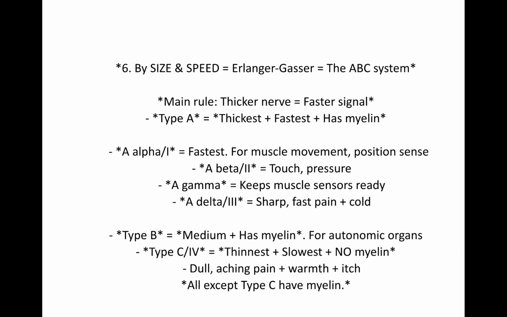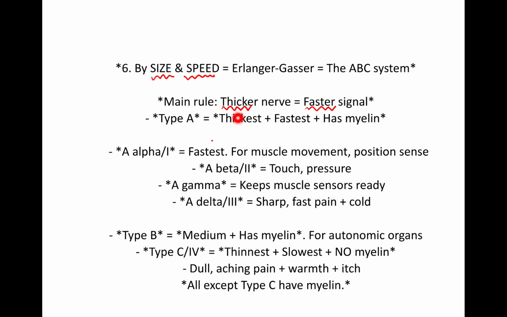Now next, it is again classified by size and speed. Size and speed it travels. Okay? Which is known as Erlanger and Gasser, that is the ABC system of classification. So the main rule that applies is, the thicker the nerve is, the faster the signal moves. Thicker nerve, faster signal moves. So again it has three types: type A, type B and type C.